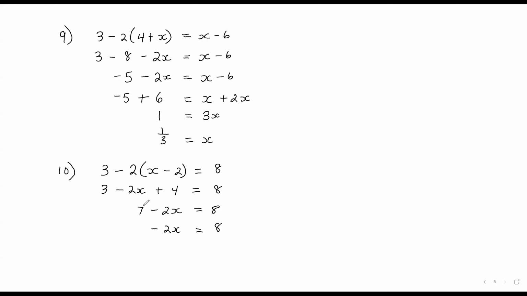Now this is a positive 7 on the left-hand side. So on the right-hand side, it will become minus 7. So this is minus 2x is equal to 8 take away 7, which is 1. So if minus 2x is equal to 1, then x is equal to 1 divided by minus 2. A positive divided by a negative is a negative. So the full answer is negative a half.